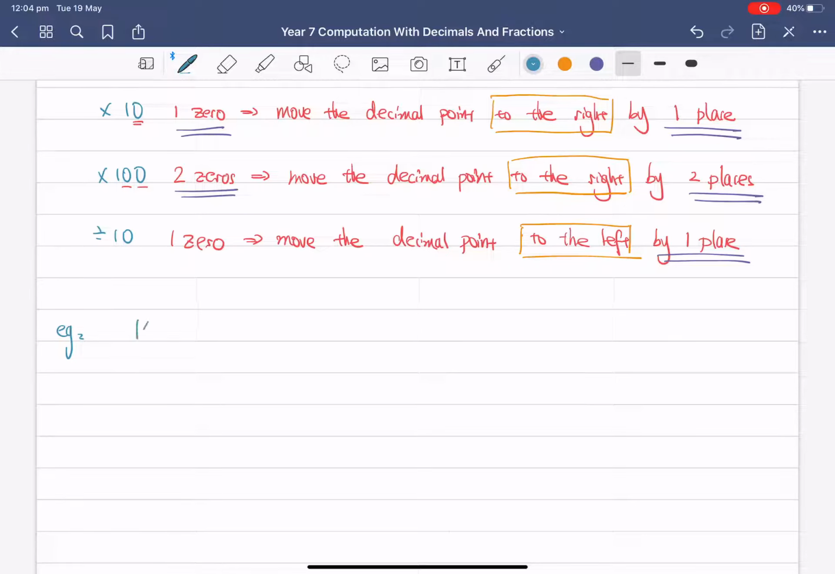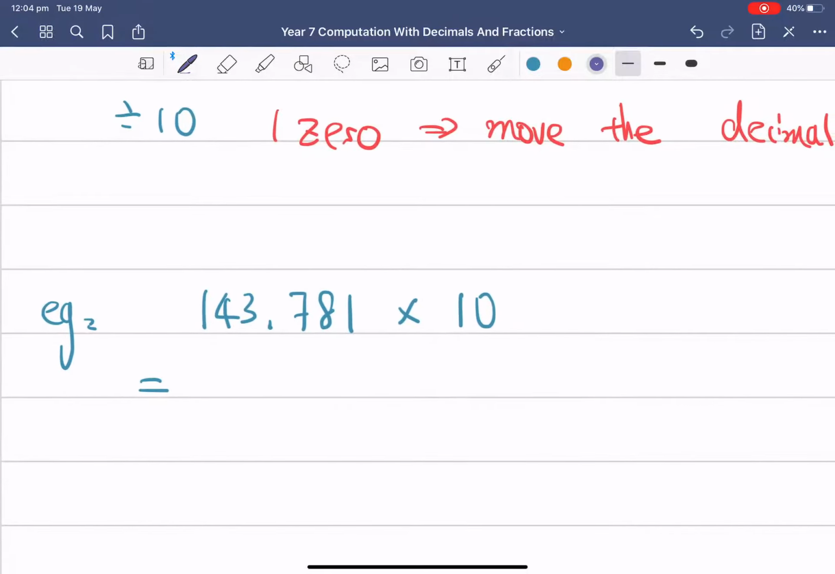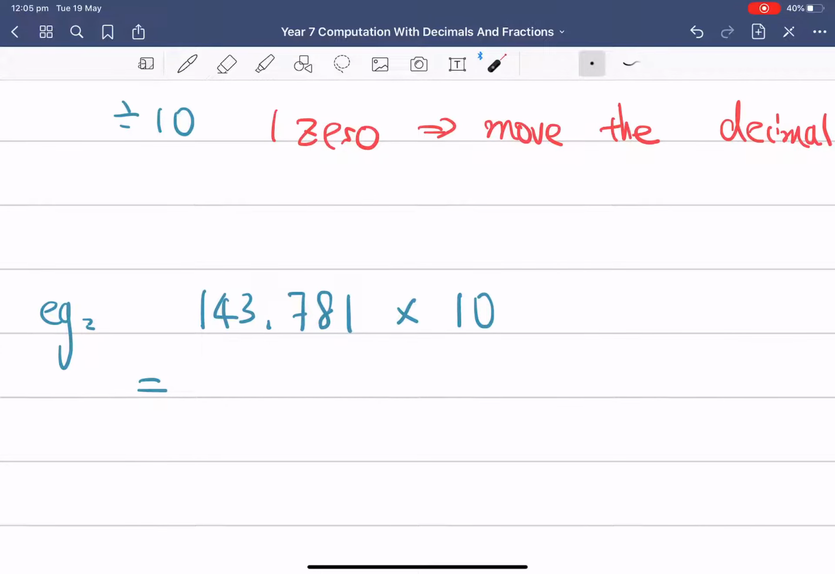So if we have 143.781, and we need to multiply this number by 10. What is the quickest way to do it? I'm just going to enlarge this so everyone can see it. Here's the decimal point. And then we need to times by 10, and 10 has 1 zero. That means we need to move the decimal point one place to the right. So now the new decimal point will be here.